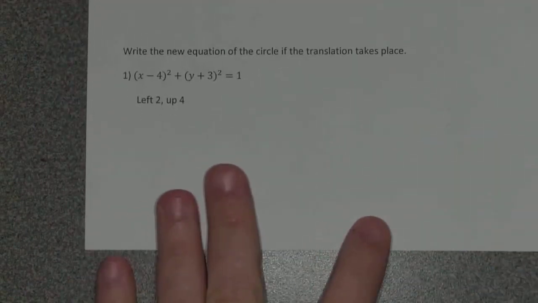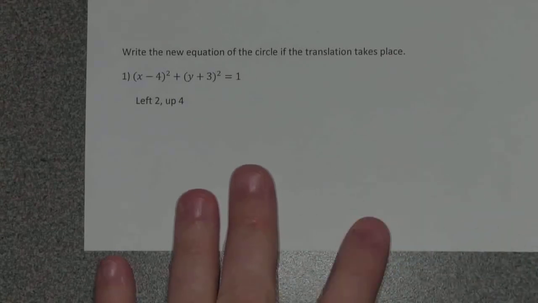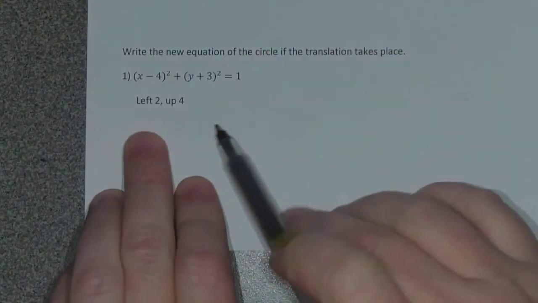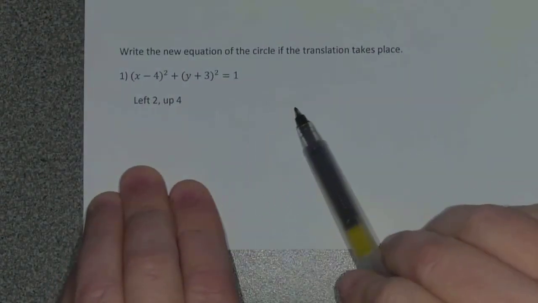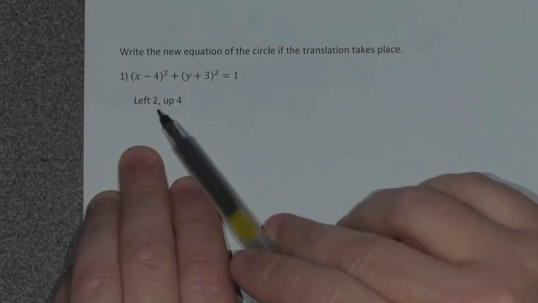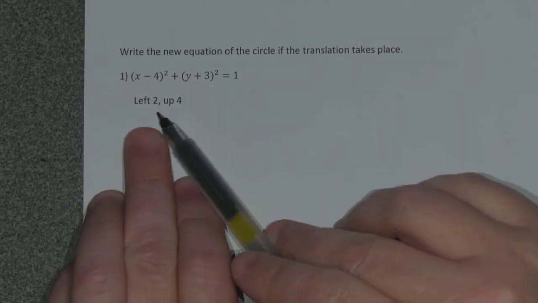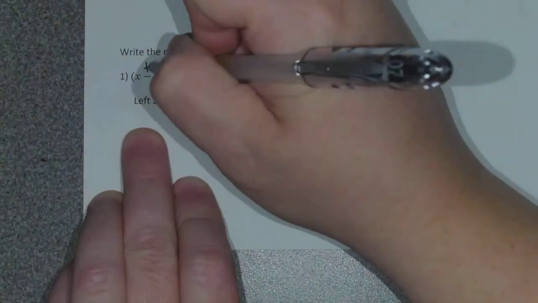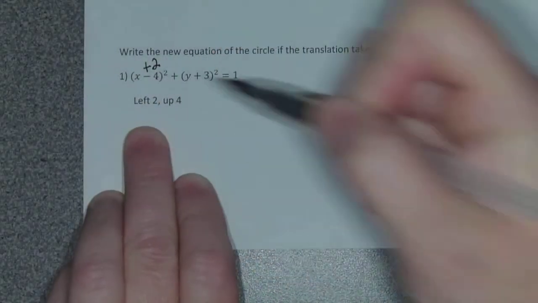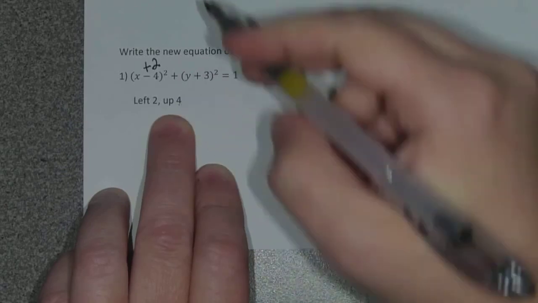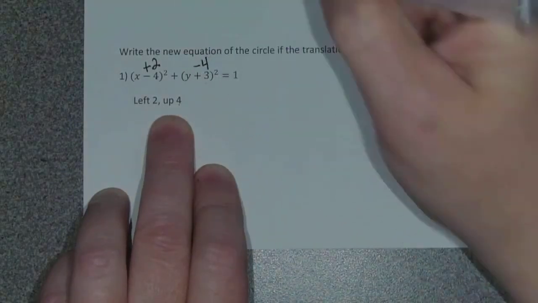All right, write the new equation of the circle if a translation takes place. I want to move it left 2 and up 4. Now think about this for just a minute. If I'm moving left, how do I show left inside here? Wouldn't it be plus 2? Because I always do the opposite of what the sign is, right? So if I do plus 2 inside here, then I would be moving left. So I know I'm going to be moving plus 2 from this number. And if I'm moving up inside parentheses, that would be a minus 4.